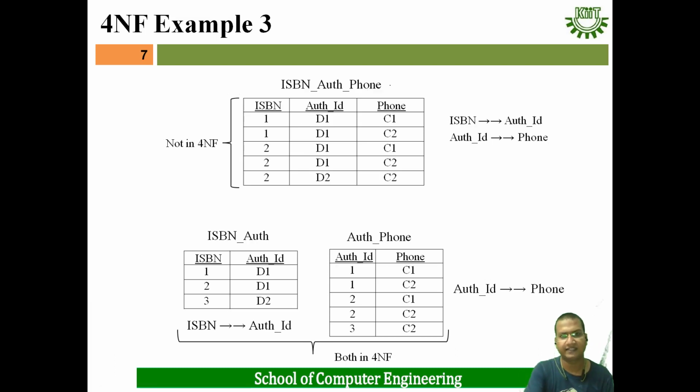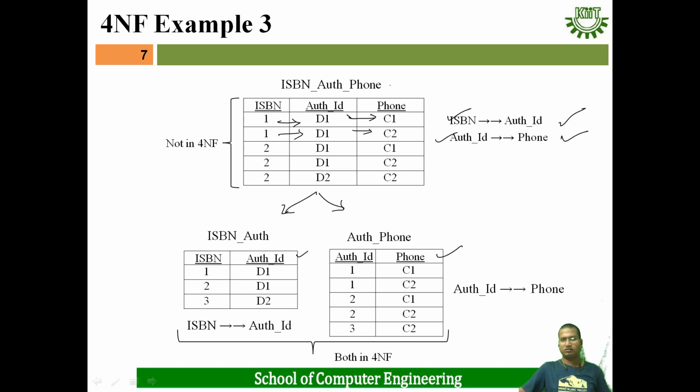Okay, now we'll see another example. In this case, ISBN, author, phone number. We have to see the ISBN with author ID, multi-value dependency is present, and author ID with phone number, multi-value dependency is present. So what to do? Whether this is in 4NF or not: as multi-value dependencies are present, it is not in 4NF. To make it 4NF, we have to divide this table into two tables. I have divided this table into two tables. In one, ISBN and author ID are present. In the other, author ID and phone number are present.